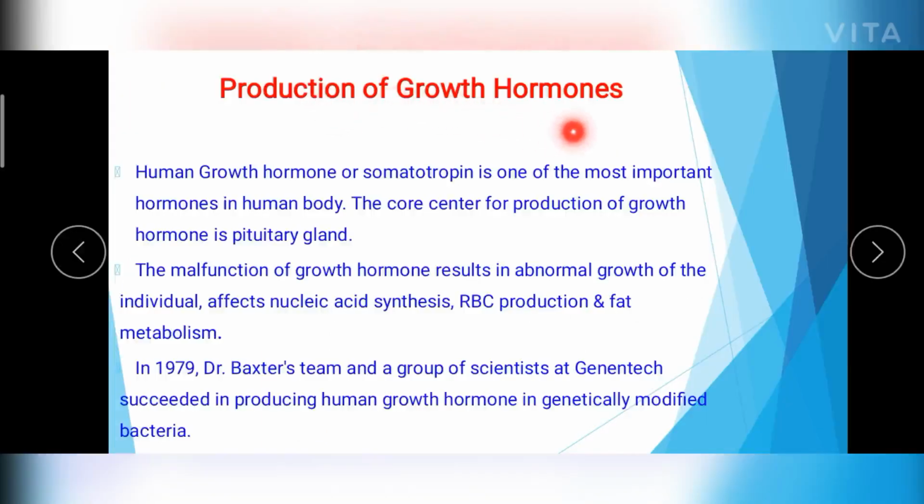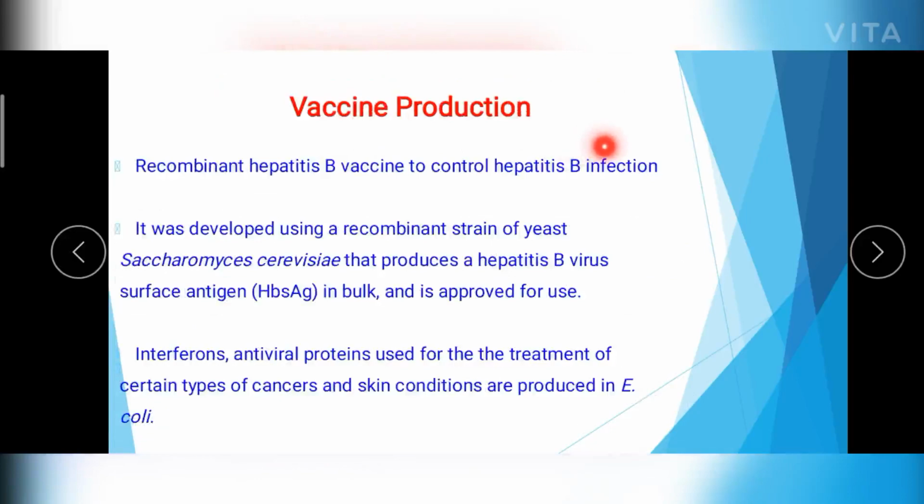Second example is production of growth hormones. The human growth hormone or somatotropin is the main hormone which controls the growth, and the deficiency of this affects the nucleic acid synthesis, RBC production and fat metabolism. This growth hormone is produced on a large scale in recombinant E. coli cell in the year 1979 by Dr. Baxter's team.